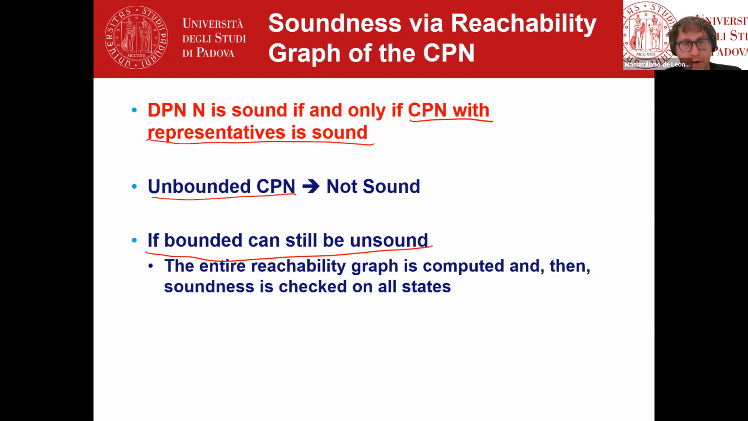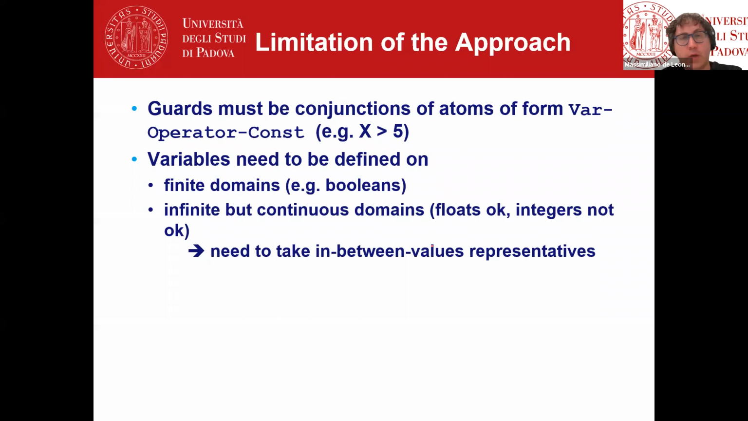But the reachability graph is going to be finite because the net is now bounded and defined over discrete domains. Of course, this has the limitation that guards need to be in the form of variable operator constant. And this, of course, is a limitation. Also, I can discretize variables even on infinite domains, but they need to be continuous, because I need to take a representative in between two values, and I have to make sure that there is a value in between.